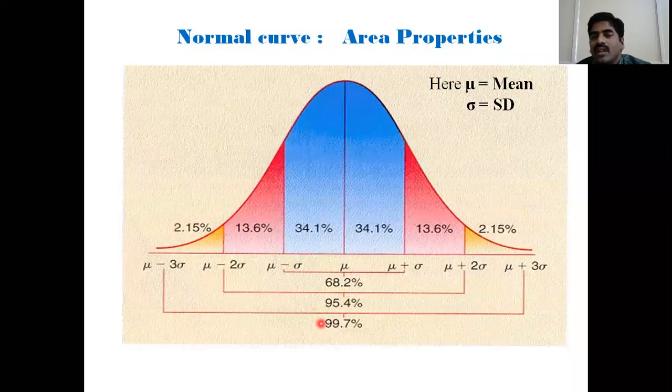1000 observations out of 1000, 997 observations come under mean plus or minus 3 standard deviation. But universally accepted normal limits, 95% confidence limits, that is mean plus or minus 2 standard deviation.